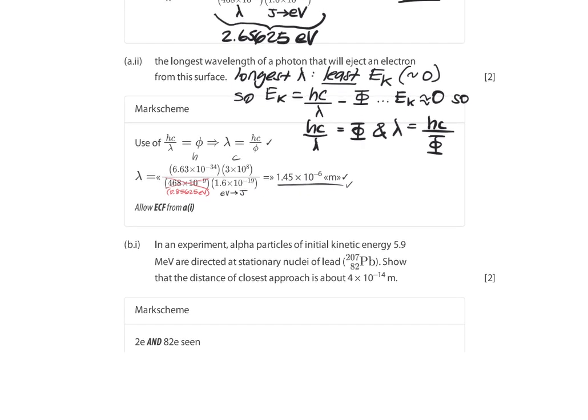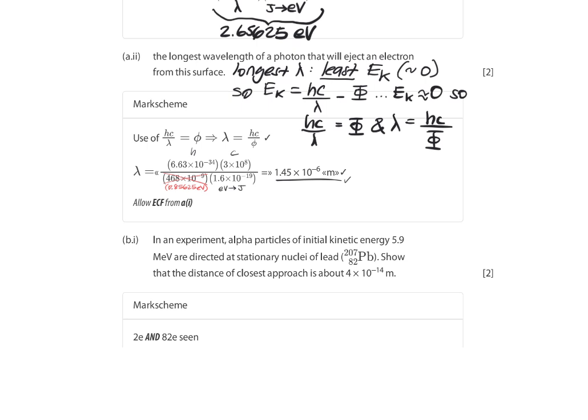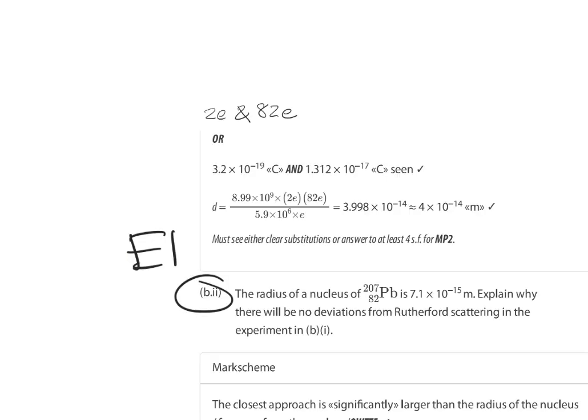That one was interesting. They usually ask about the kinetic energy max, highest frequency, shortest wavelength, not the least. So anyway, 6b, we're now on part B. Alpha particles, kinetic energy 5.9 mega electron volts on lead 207, and closest approach is 4 times 10 to the negative 14 meters. That's an E1 question, and part ii is also E1. Since we just did E1, might as well talk about it.